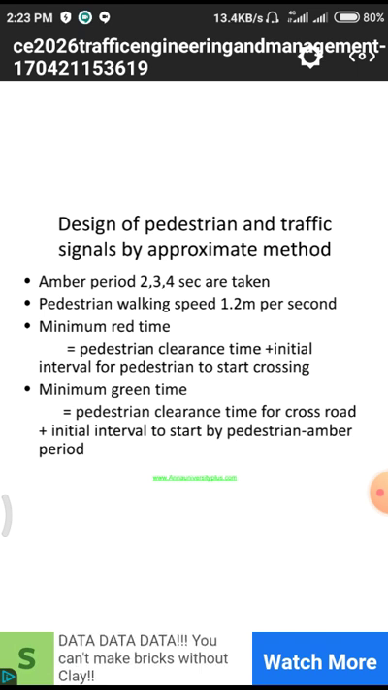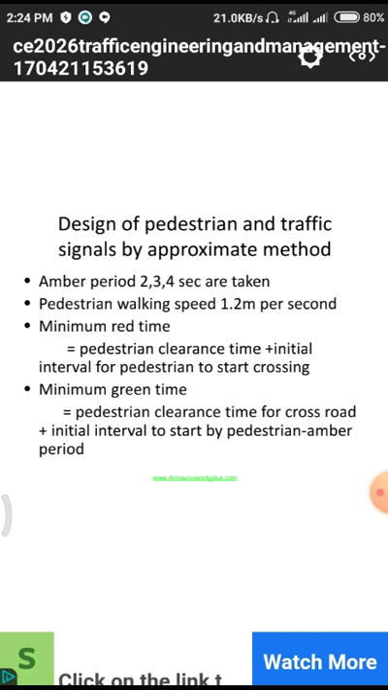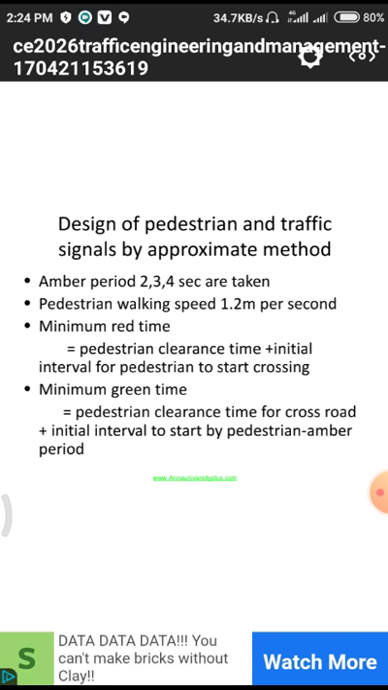Next is the initial interval for the pedestrian to start crossing. An interval means a small period of time. Normally in our daily schedule we have some intervals in the morning and afternoon sessions for drinking water and toilet purposes. On this road also we have some interval time for pedestrians. Why? Because they need to move and cross the road, so we have this interval time plus the normal clearance time.